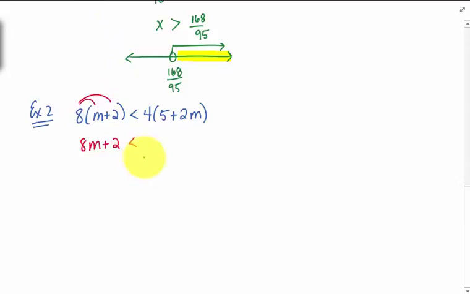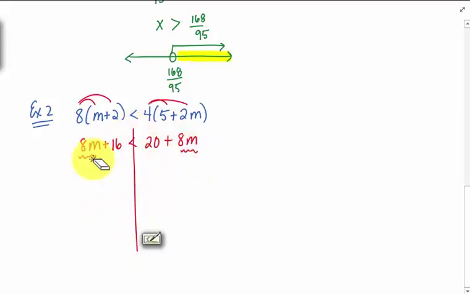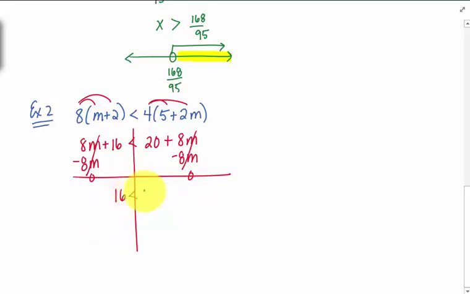The left-hand side becomes 8m plus 16, not 2. Remember to multiply both things. And the right-hand side becomes 20 plus 8m. Now again, we have variables on both sides, so we need to eliminate either the variables on the left-hand side or the variables on the right-hand side. We can't put those together because they lie on opposite sides of the inequality sign. So we're going to subtract 8m from both sides. When we do that, we have 0 m's on the left and 0 m's on the right, and we end up with 16 is less than 20.